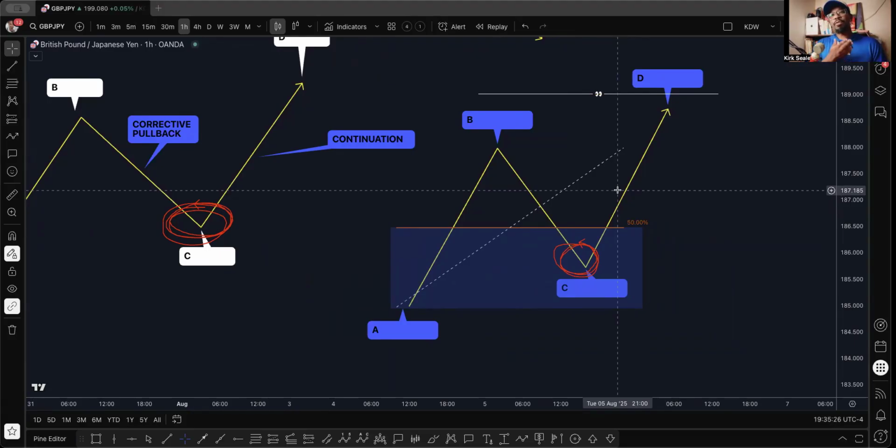All right. That's the principle. So when we see these patterns showing up, we always want to buy at that C point. We want to buy during the pullback, right? Is this making sense so far?